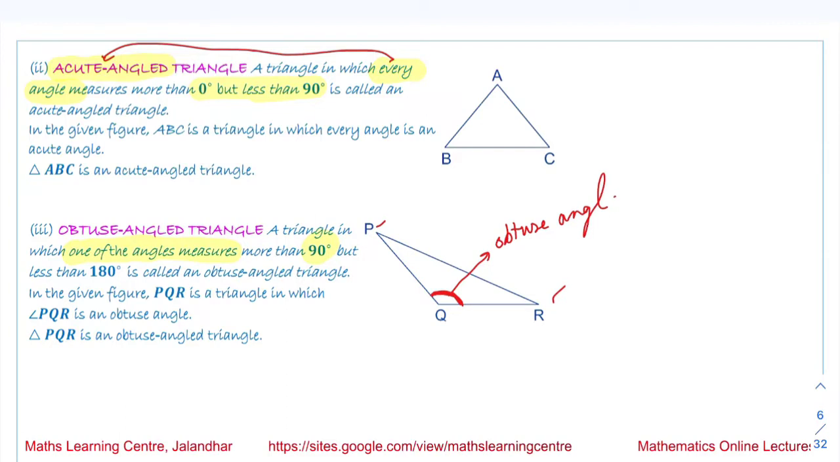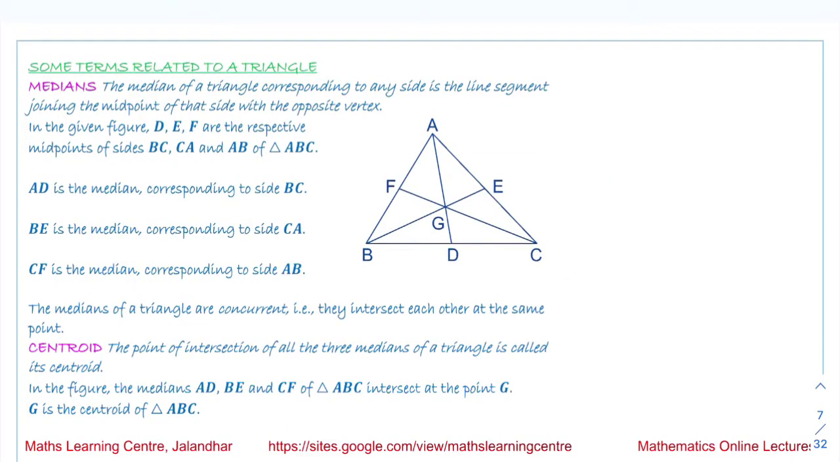Next are some other terms related to triangles. So first term is the median. If a triangle is given to us, then the median of a triangle corresponding to any side is the line segment which joins the midpoint of the side with the opposite vertex. Suppose this is the triangle given to us, and this is A, B, C. We are talking about the median of the side BC.